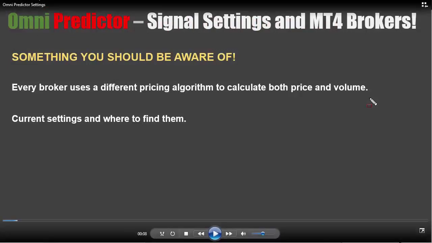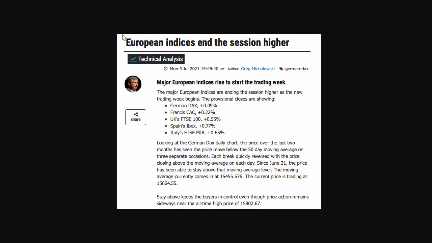Okay, let's move on and have a look at yesterday. The European markets were open. The US were closed in observation of the Independence Day celebrations. European indices ended the session higher after a bit of a sell-off at the start. So we'll have a look at that in detail in a moment.